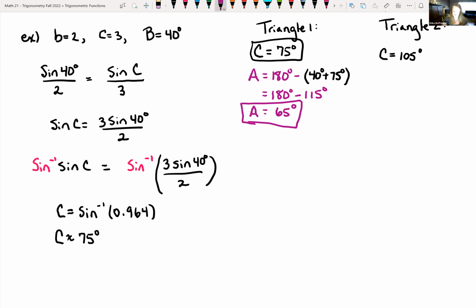our C is different. So our angle A in this case is 180 degrees minus the sum of the angles we know, which is the 40 degrees plus the 105 degrees. So A here is equal to 180 degrees minus 145 degrees, which is equal to 35 degrees.